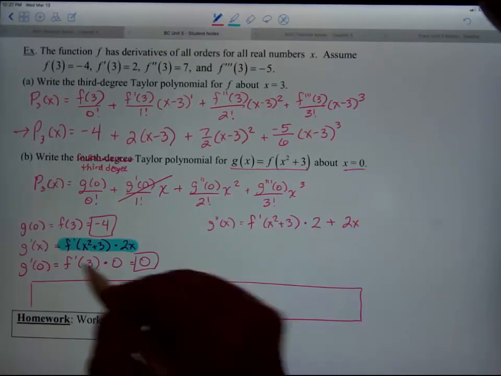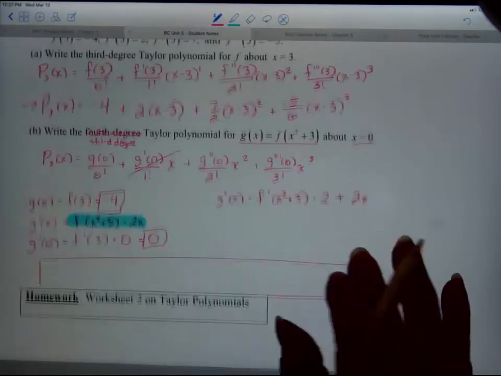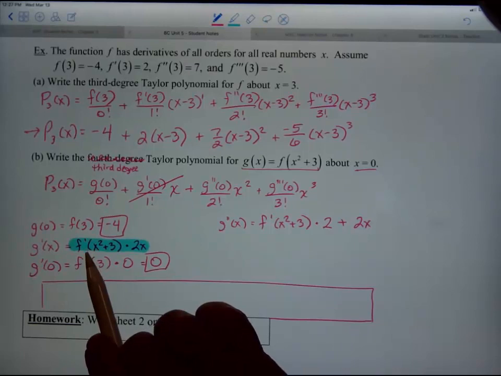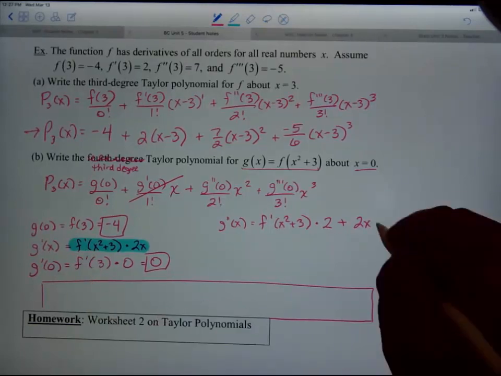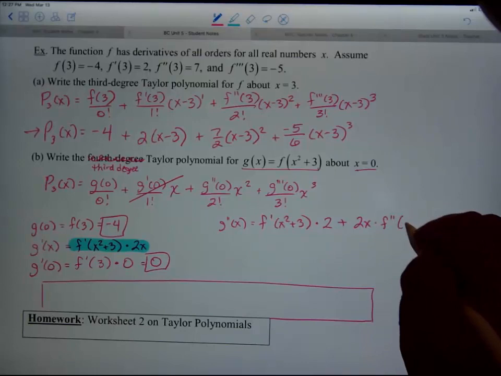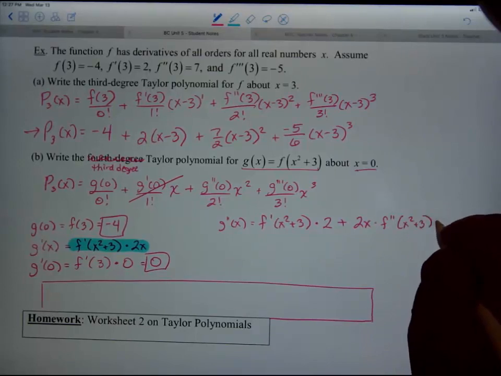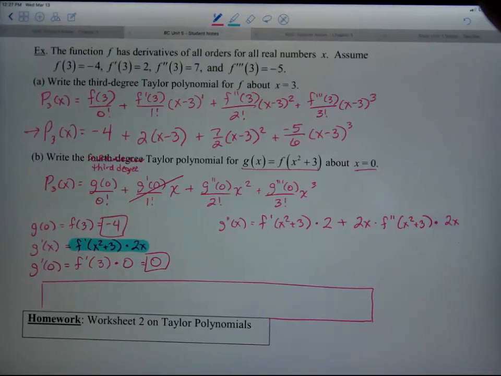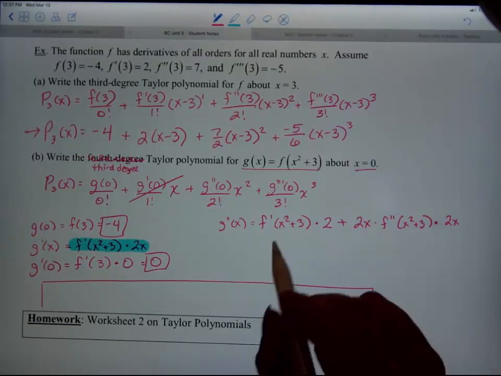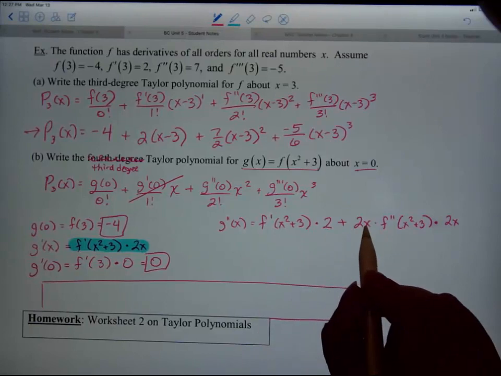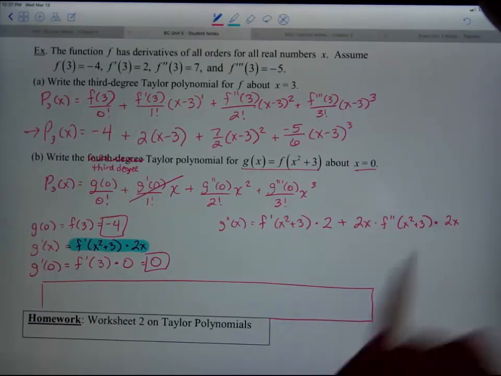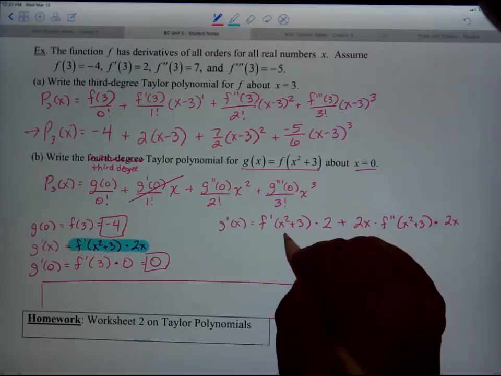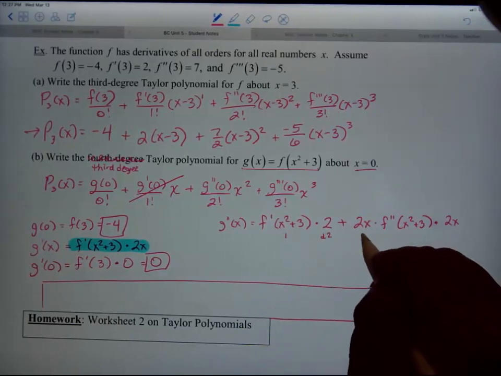Plus 2, which is 2x, times d1. Now I know I'm trying to shrink down so you can see better. What's the derivative of this f prime part right here? f double prime. Good. f double prime of x squared plus 3 times 2x. Don't forget that inner derivative. Okay? So there's my 1d2 plus 2d1. The d1 needed chain rule. This is 1, this is d2, this is 2, and all of that is d1.